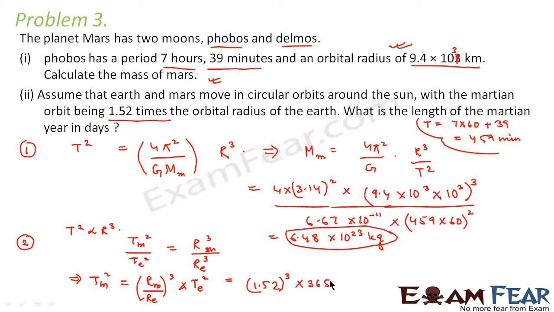So this is 365. Now if you calculate this, you would get Tm is root over 1.52 whole cube into 365, which comes out to be 684 days. So this is the value of the time period or the length of the Martian year in days. Right? So we did nothing, we simply used Kepler's third law and we have put the values in place. Other than that, we have not used any trick to solve the problem.